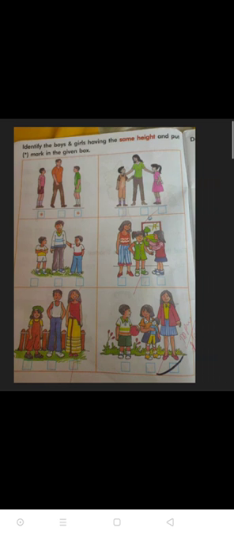I think you have practiced yesterday's chapter comparisons. Now let us continue our chapter comparisons. Identify the boys and girls having the same height and put star mark in the given box.